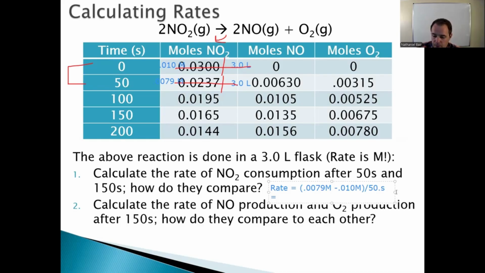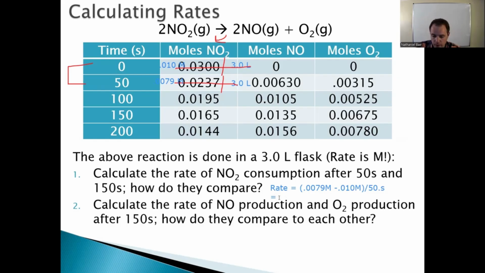And if we do that, be careful of order of operations when you put this in your calculator. You've got to use parentheses, or you've got to subtract and hit enter before you divide by those 50 seconds, right? So we're punching this into our calculator: 0.0079 molar minus 0.010 molar. I hit enter, but you could use parentheses and then divide that by 50.